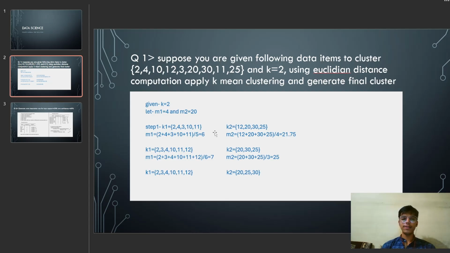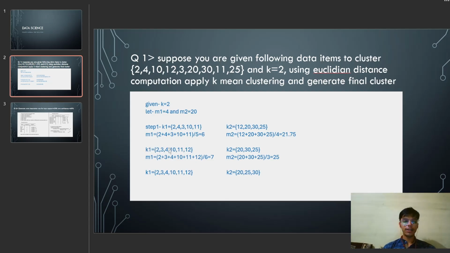For doing that, we will simply take the average of the numbers present in K1 clustering. Then we will get the M1 centroid. Similarly, we will get the M2 centroid by taking the average of K2 clustering. After that, we have M1 as 6 and M2 as 21. Now we will again check which number is closer to which centroid, and after that we will again create the cluster, or we can segregate the numbers based on their closeness.